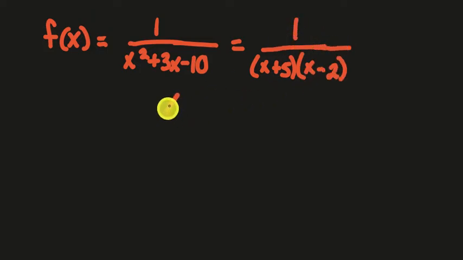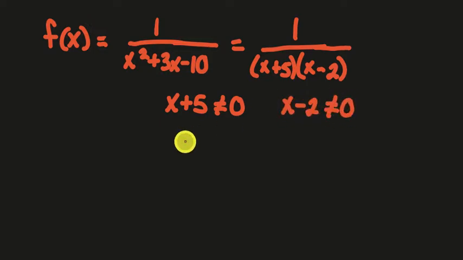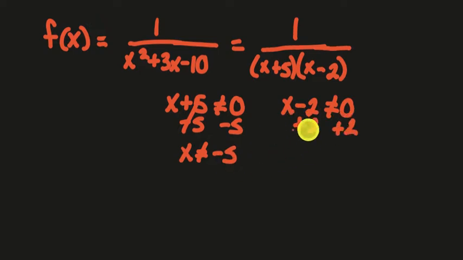Now we can see what x cannot be equal to. We have x plus 5 cannot be equal to 0, and we have that x minus 2 cannot be equal to 0. If we subtract 5 here, we'll get that x cannot equal negative 5. And if we add 2 on the equation on the right, we'll find that x cannot equal 2.